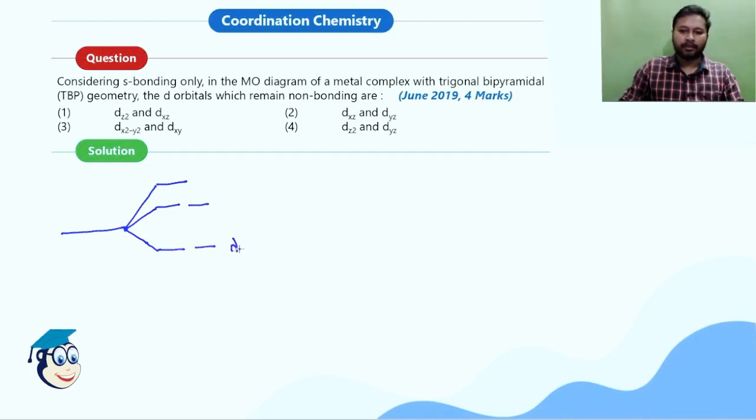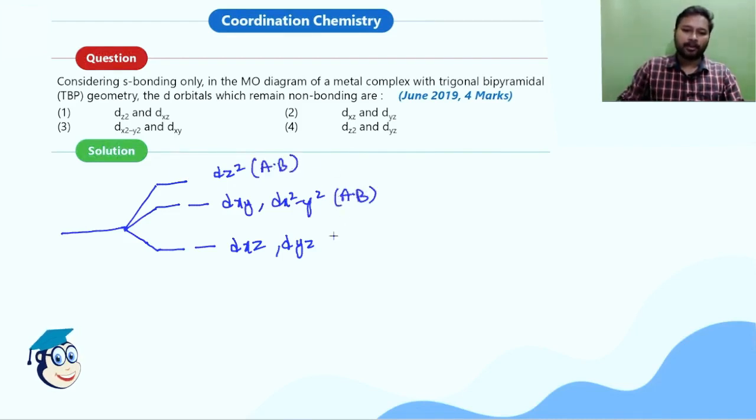So this is your dxz and dyz. This is your dxy and dx²-y², and this is dz². So this is how your orbitals will split. Now over here, the above two are behaving as anti-bonding orbitals, and this particular one will be a non-bonding orbital.